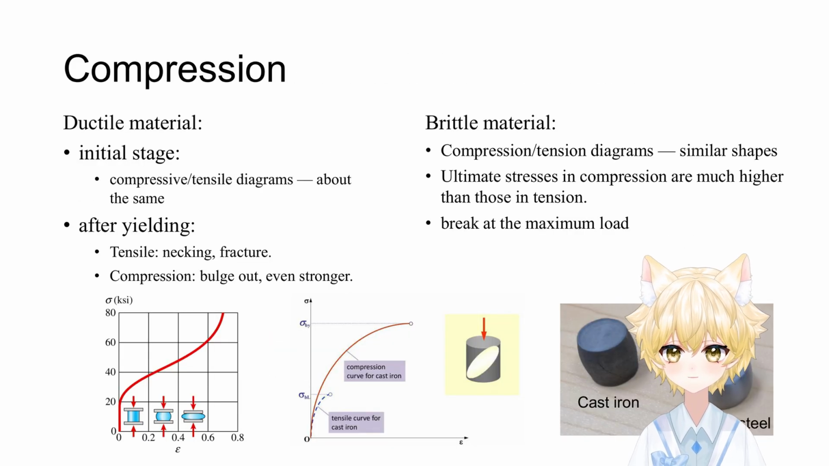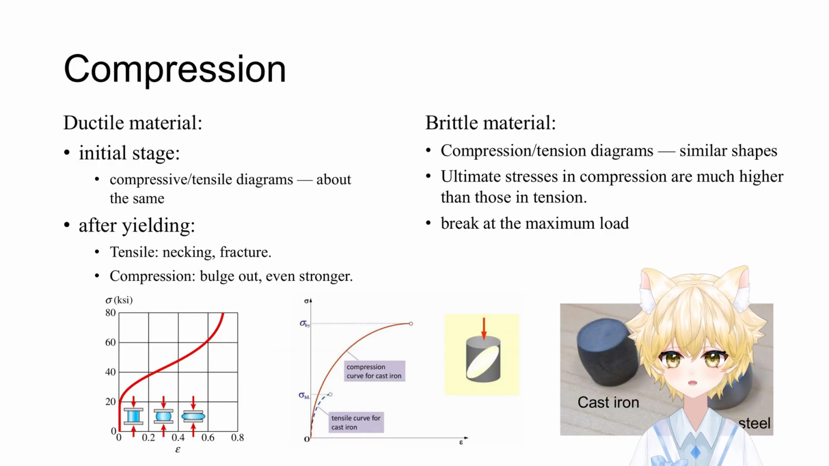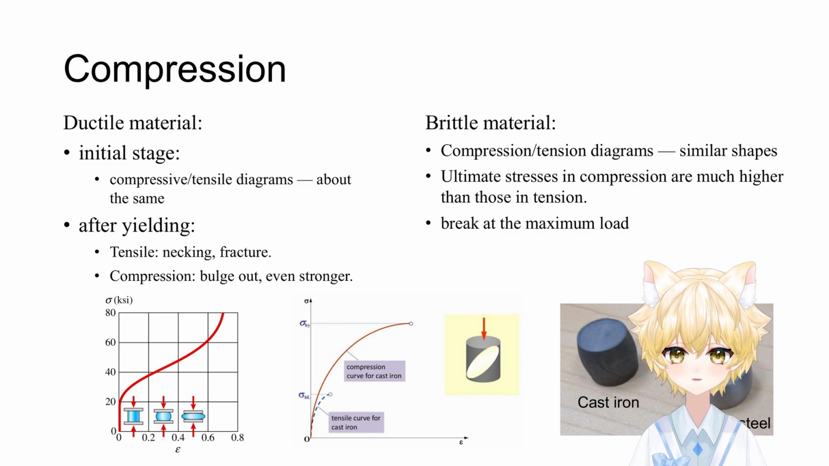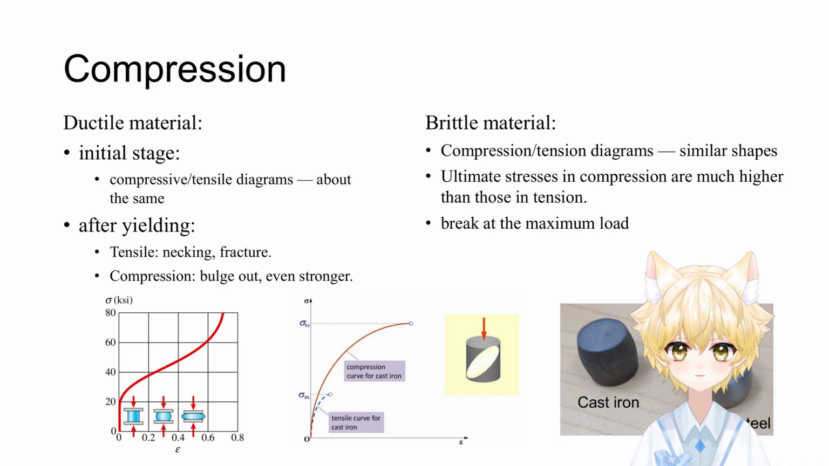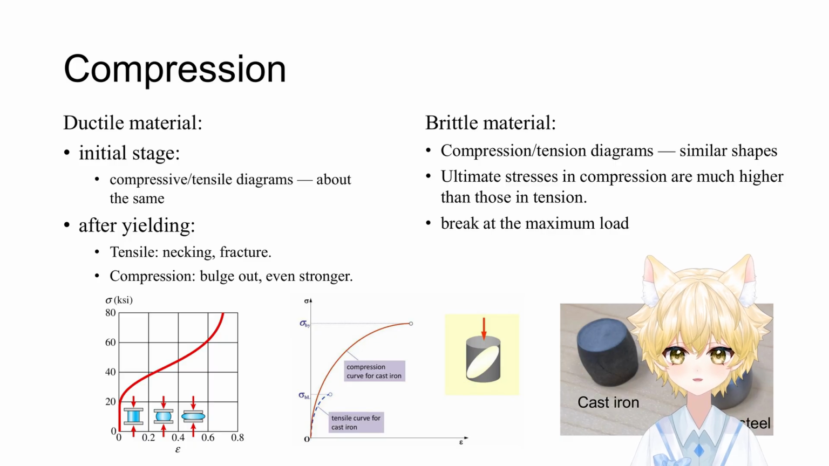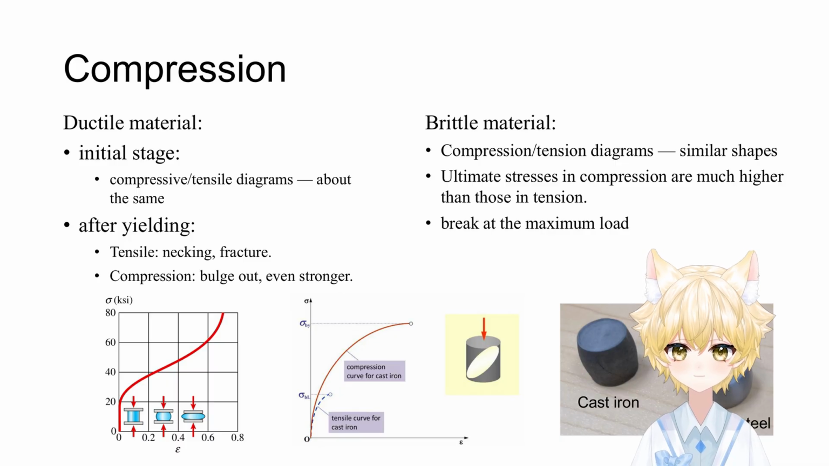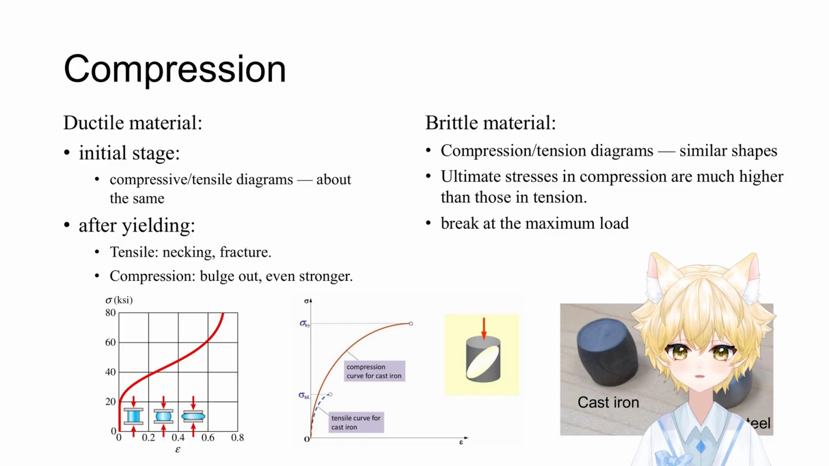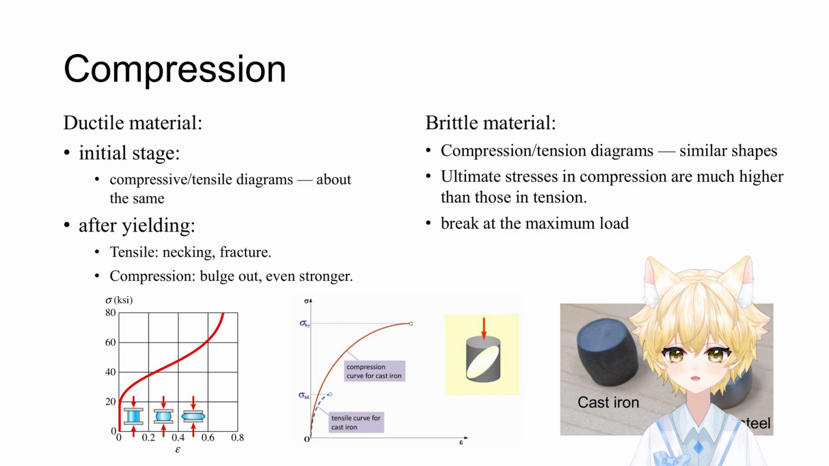Next, let's compare tension and compression, and how different materials respond to them. We start with ductile materials such as steel. In the initial stage, the stress strain curves in tension and compression are very similar. The elastic response is essentially the same. However, after yielding, the behavior becomes very different. In tension, ductile materials undergo necking and eventually fracture. In compression, they tend to bulge outward and often become even stronger as deformation continues. This is why ductile materials perform well in compression.